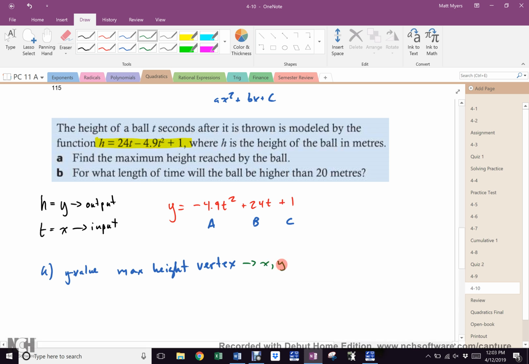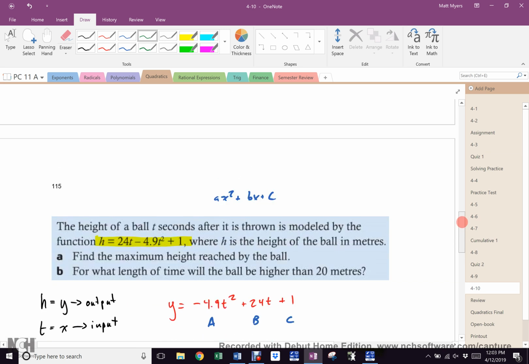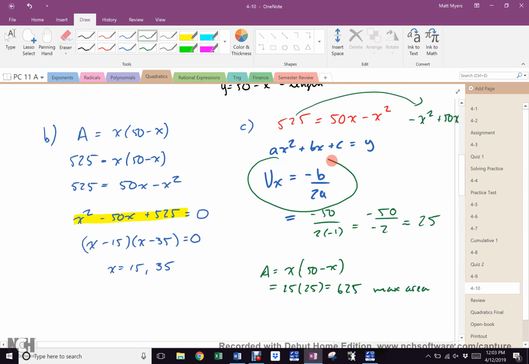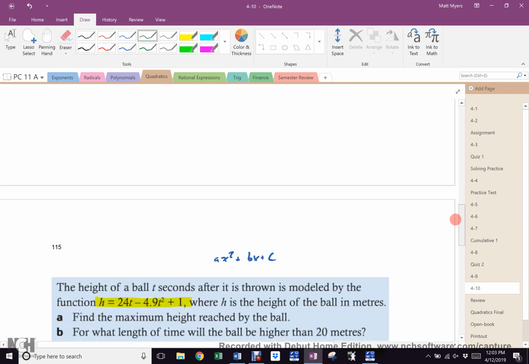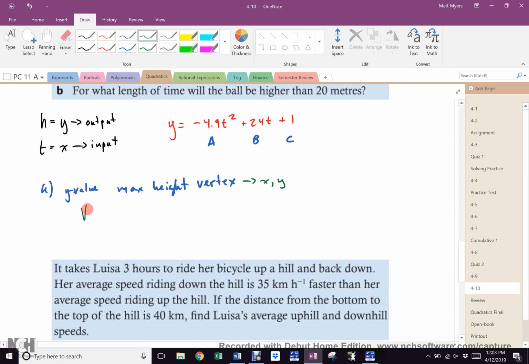Can I find the x or the y of the vertex from the standard form? Which can I find? The x. How would I do that? Vertex x equals what? Negative b over 2a. What is negative b? Negative 24. Over what? 2 times what? Negative 4.9, yes? Which would be negative 24 over negative 9.8, which would give me what? Yeah, 9.8. Oh, gravity! I'm throwing something off a cliff. Imagine gravity's helping it.